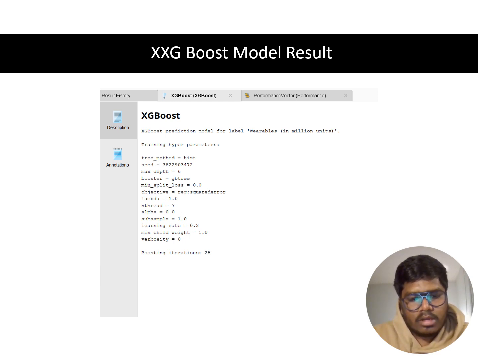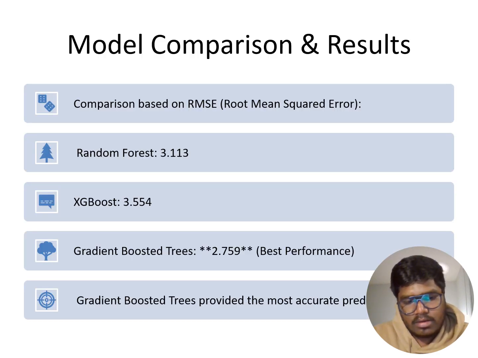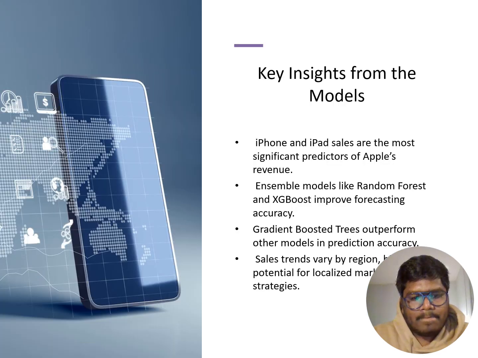The key insights from the model are that iPhone and iPad sales strongly influence Apple's revenue predictions. Random forest and XGBoost significantly improved forecasting accuracy, and the gradient boosted tree provided the best overall predictions. We can see that the GBT provided the best overall predictions in the comparison. Gradient boosted tree provides the most accurate predictions. Sales forecasting using machine learning is highly beneficial for business strategy.